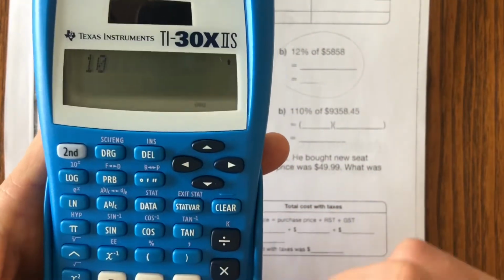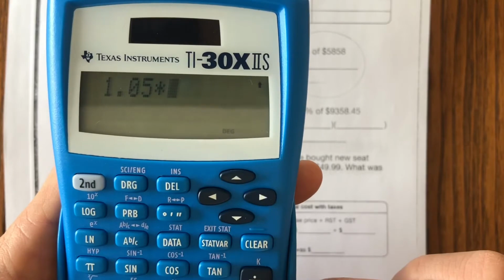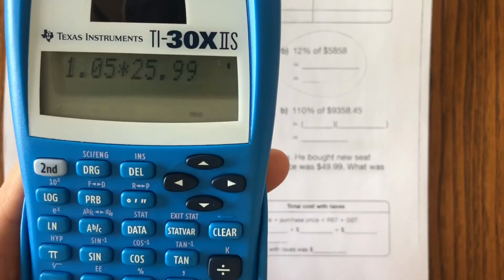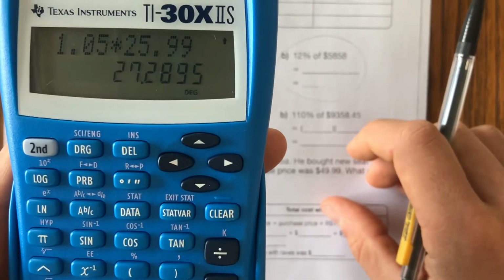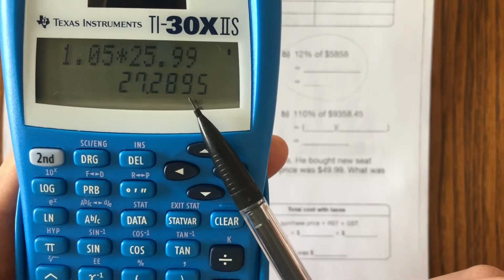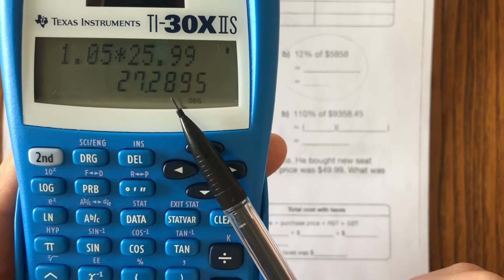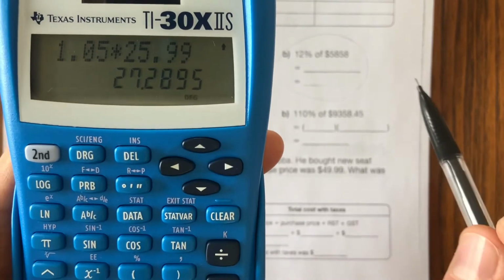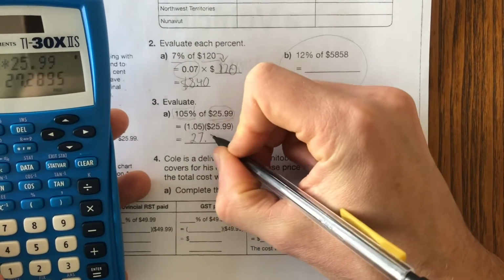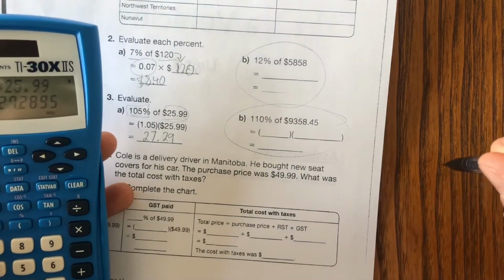So 1.05, so 105% of is times 25.99 equals 27.289. Rounding. So that 9 will make that 8 a 9 because we're told earlier in the booklet to round to the nearest cent. So 28.29. Sorry, 27.29. Good. I'll let you do this one by yourselves. Try it out.